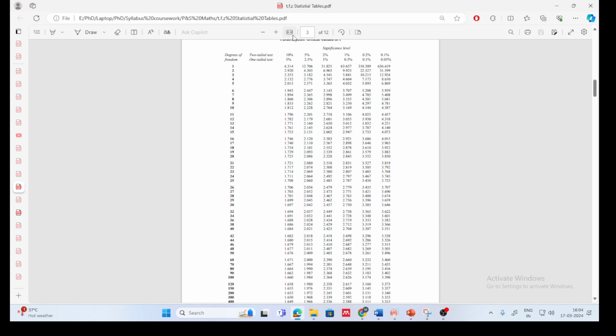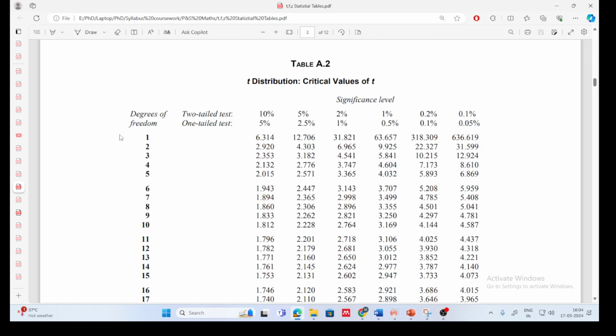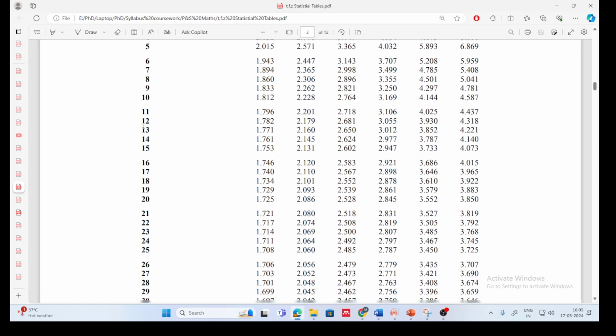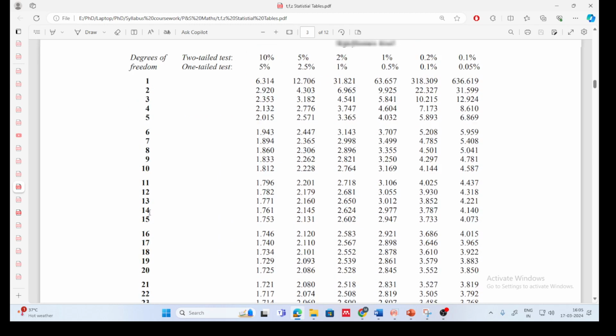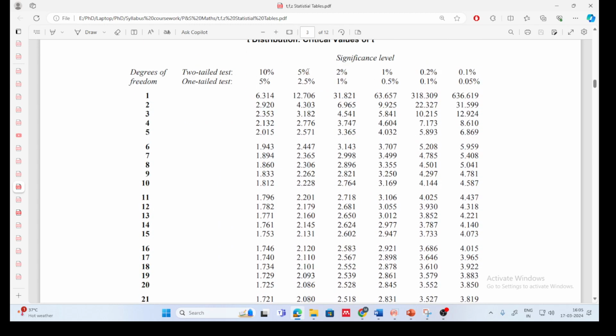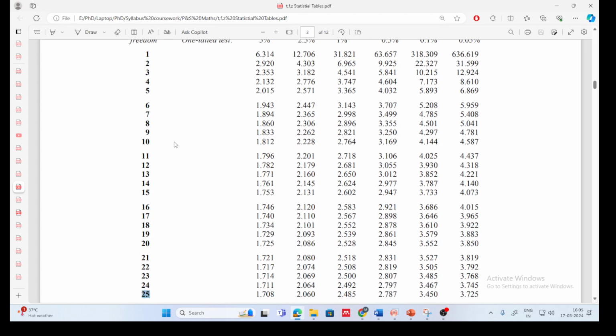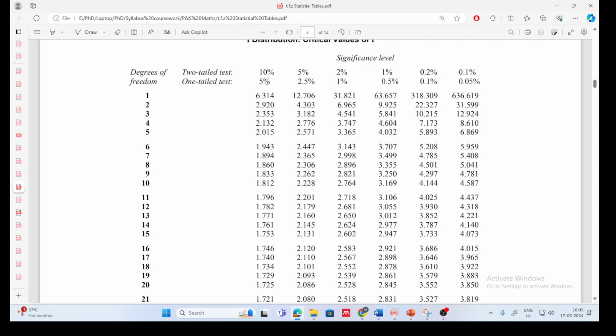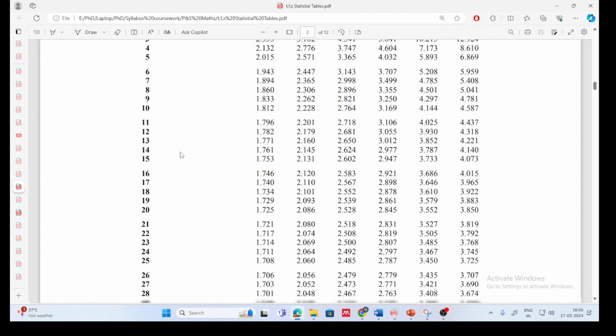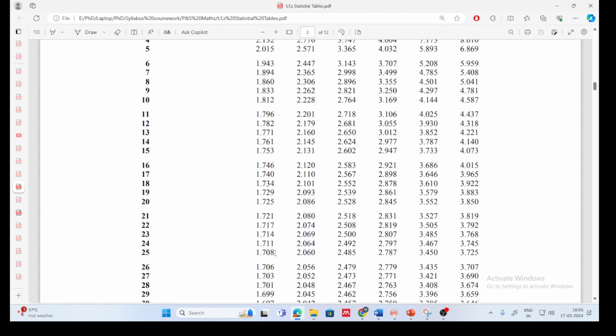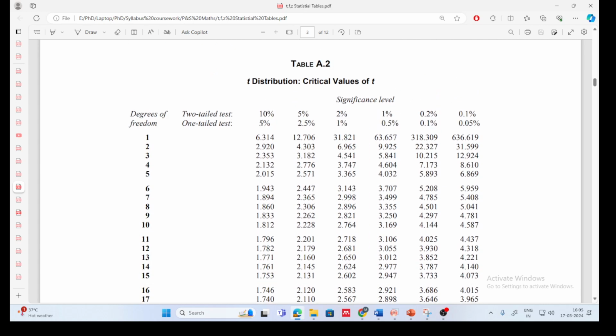Just say here is the table already open. So the degree of freedom here is 25. We have two-tail values for 10%, 5%, 2%, and 1% levels of significance. Now we are going for the one-tail test, that is for 5% level of significance and 25. So it comes to 1.708. You can see.